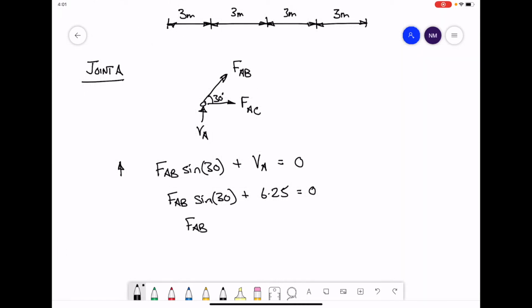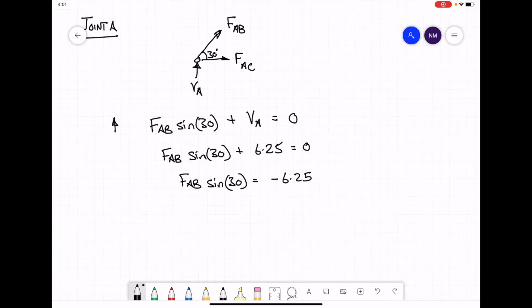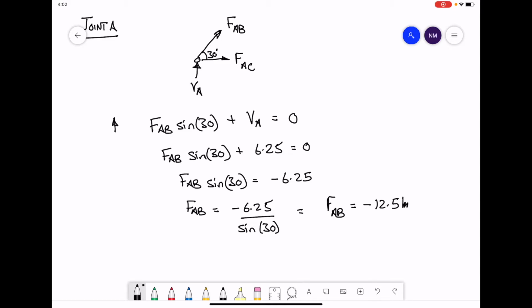Rearrange our equation. Negative 6.25 on the other side, then finally divide through by the sine of 30 degrees, gives us the force in our first member, and force AB is minus 12.5 kilonewtons. The minus sign indicates that the force is actually a compressive force instead of a tension force.